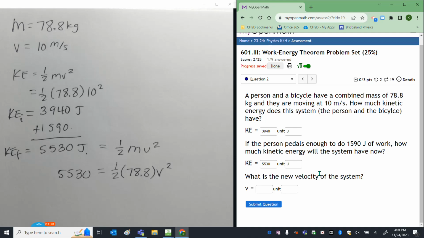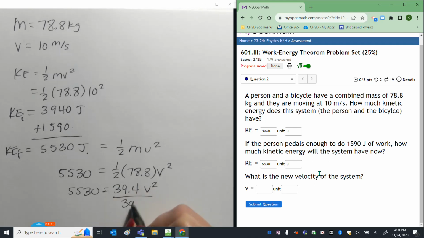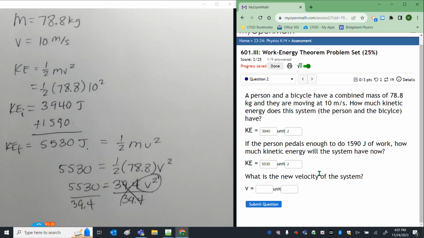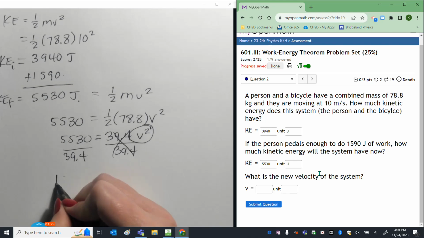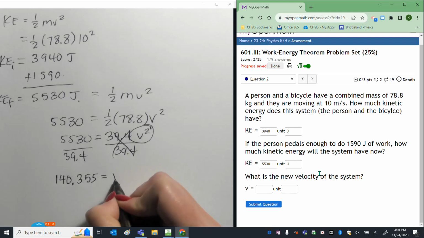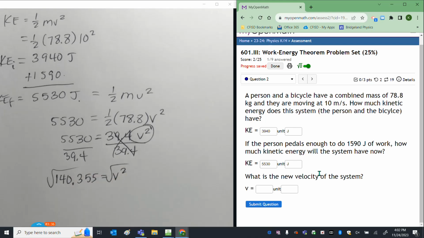Half of 78.8 is 39.4. We're going to divide both sides by 39.4. That's going to isolate v squared. Again, this is not going to give us our answer. It's going to give us v squared. But v squared is going to be equal to 140.355 equals v squared. And of course, we want to take the square root of both sides.